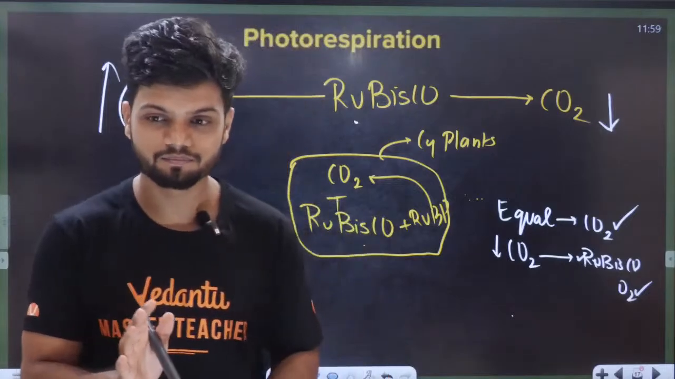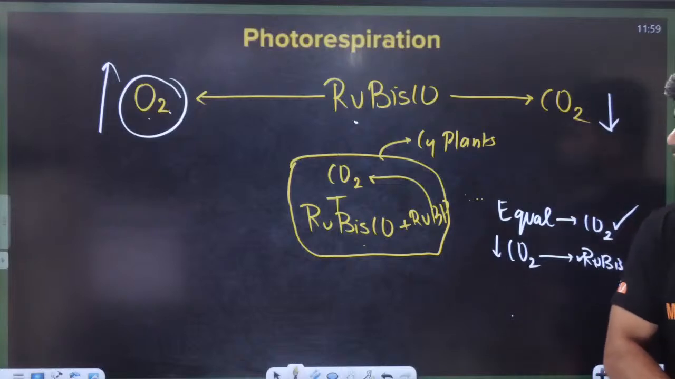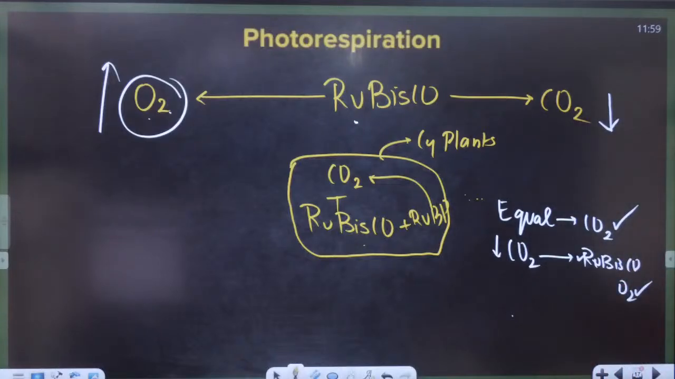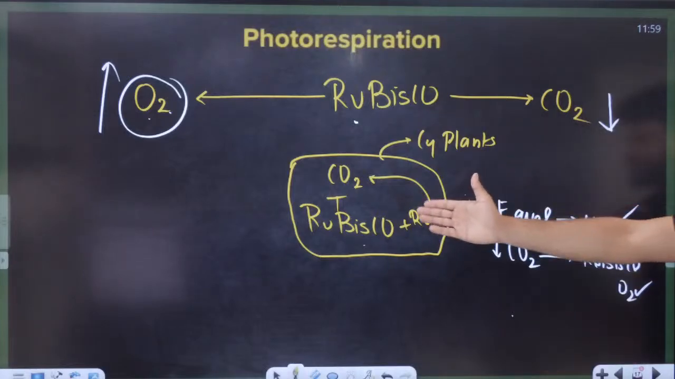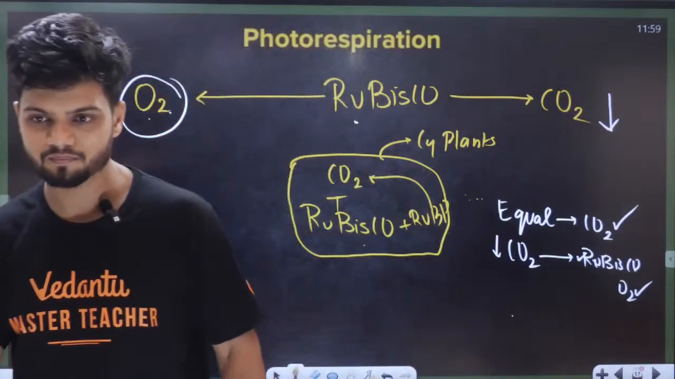Not possible at all. Okay, so did all of you understand why we call C4 plants smart plants? Because they are making a small chamber there.